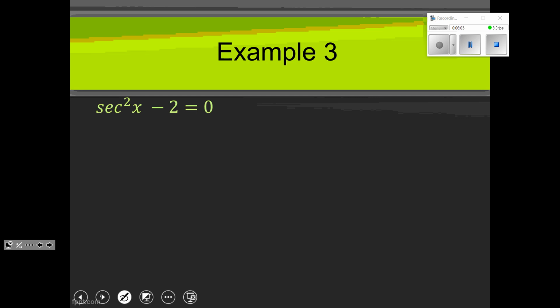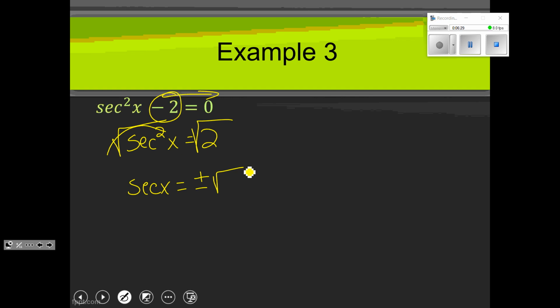Okay, so I'm going to isolate the trig function. So I'm going to move the 2 over, and then I'm going to take the square root. Now, am I taking the square root on both sides? Yes, I am. So I'm going to get secant of x on this side because they cancel. And then if I'm taking the square root on both sides, then it is plus or minus square root of 2.